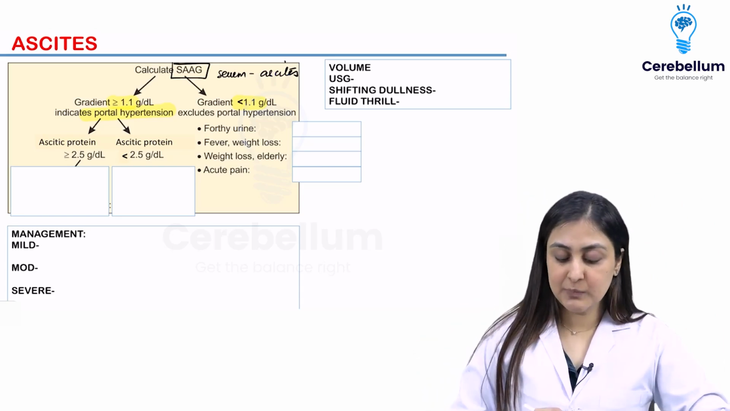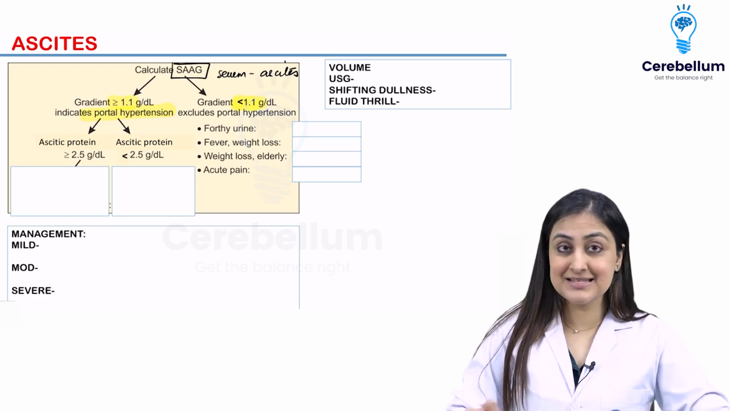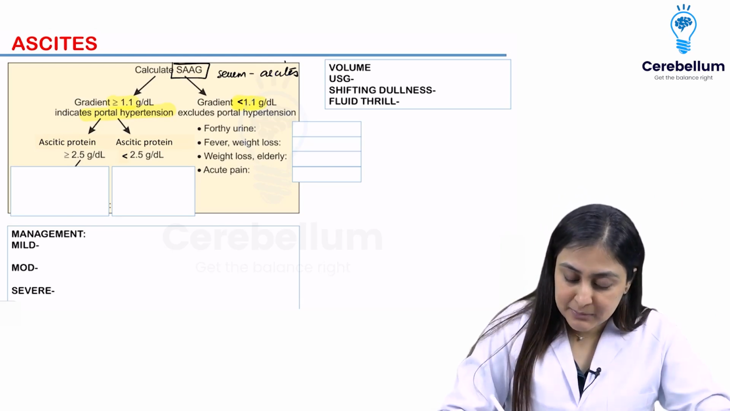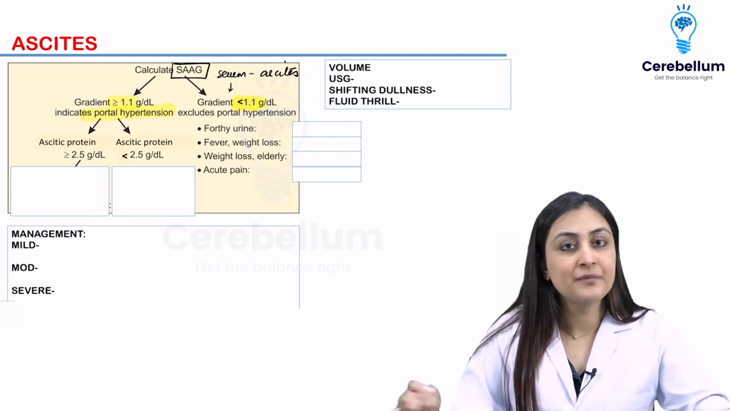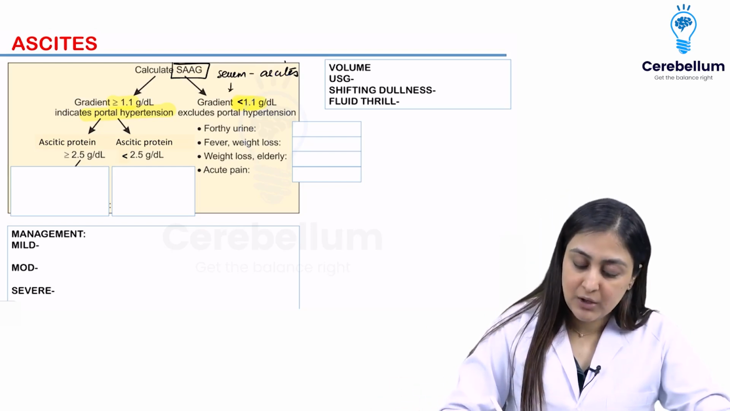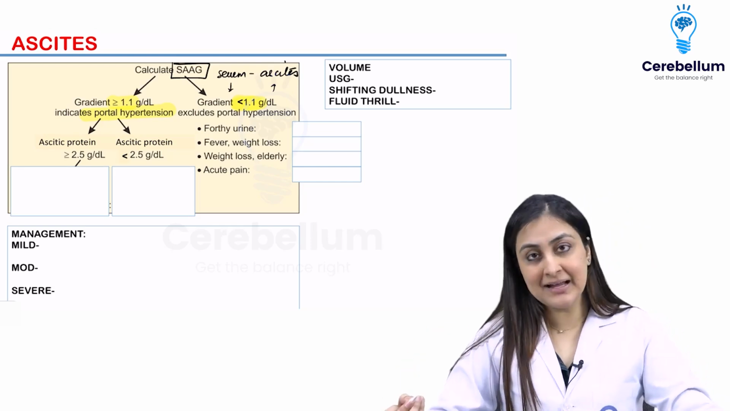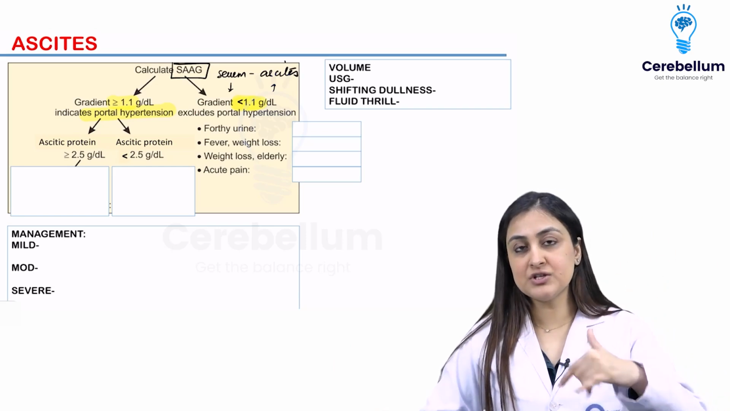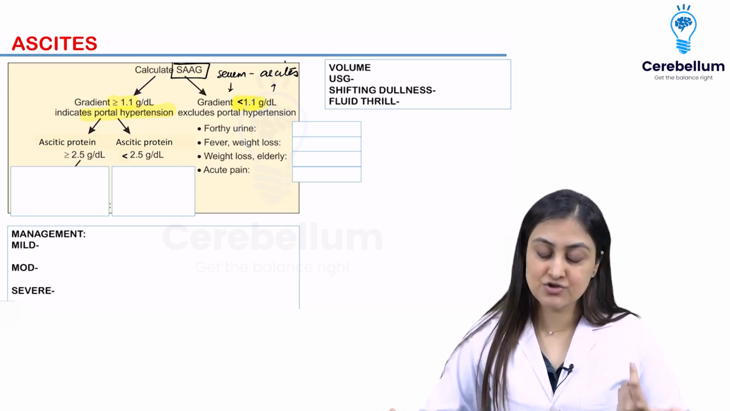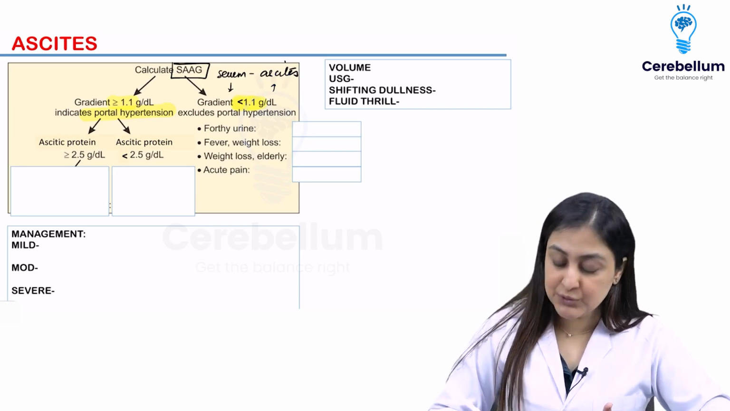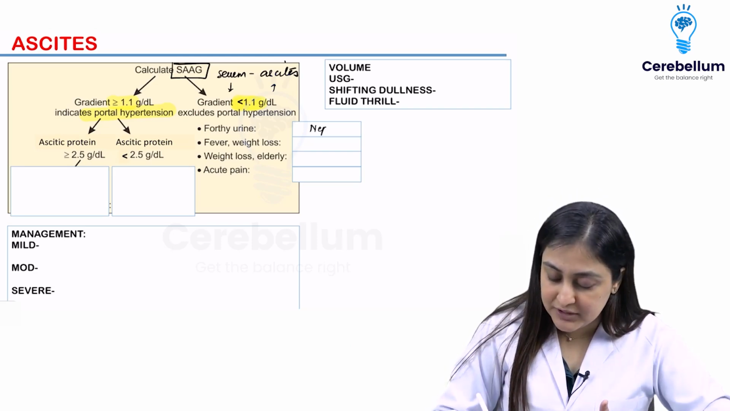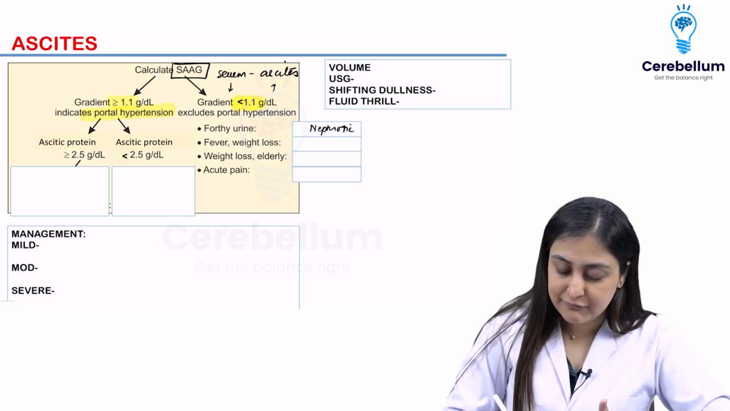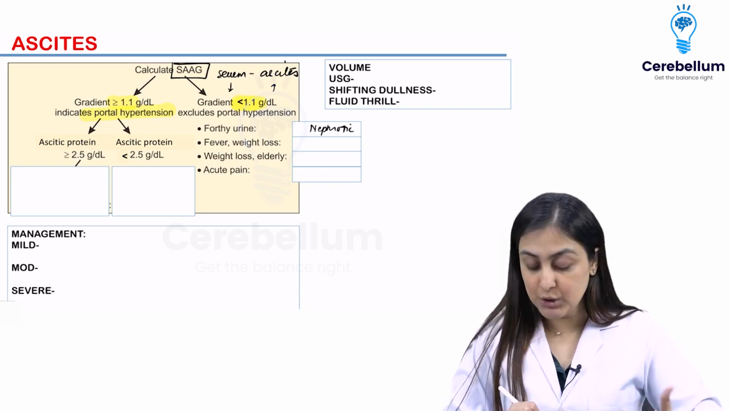Now when it is not portal hypertension and the gradient is less than 1.1, it could either be that serum albumin is low, like something like nephrotic syndrome, or that the ascitic albumin is high because of some sort of exudative conditions. So how we approach it is we look at the clues given in the question. If they talk about frothy urine, likely they are talking about nephrotic syndrome, right? In nephrotic syndrome, the SAG is going to be low.